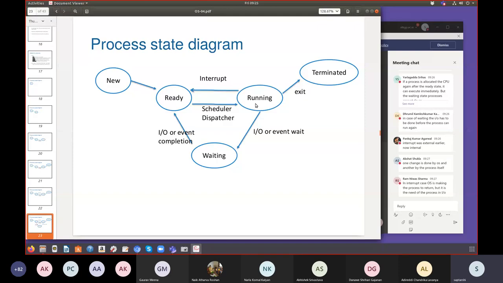But in this case, the process actually asked for some help from the kernel. So it wanted IO or something. So unless this event completes, there is no point in allocating the CPU to this process. Therefore it is sent to the waiting state. Right? And only after that IO event completes is it returned to the ready state. A process is in ready state only when it is completely ready to be executed. Right? So if a process is waiting for an IO, then it cannot be said to be ready.